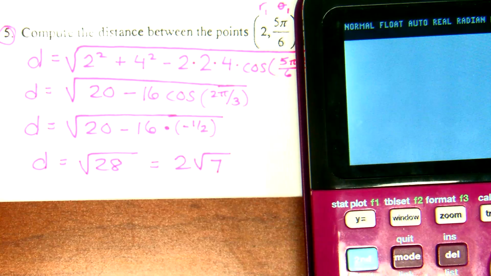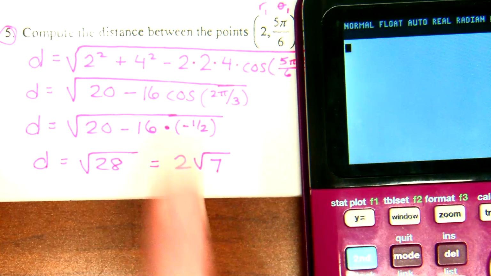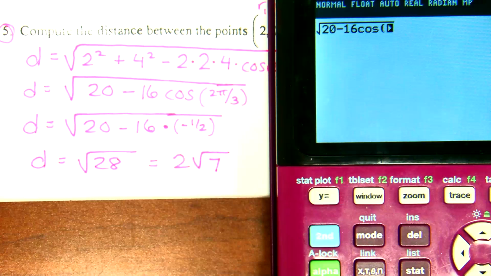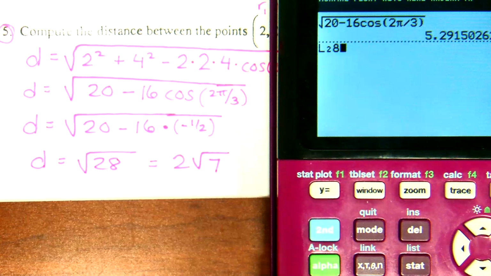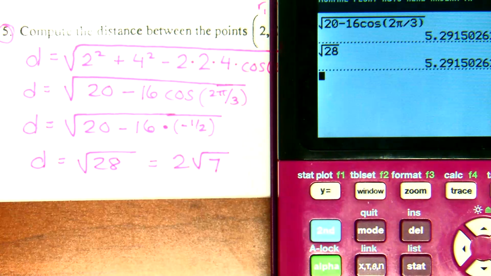So I'm just going to do square root of 20 minus 16 cosine of 2 pi divided by 3. I got an answer up there. Do you have an answer up there? Now, coincidence? Not really. Guess what the square root of 28 is? Same thing, isn't it? Okay, so we worked it up here by hand.